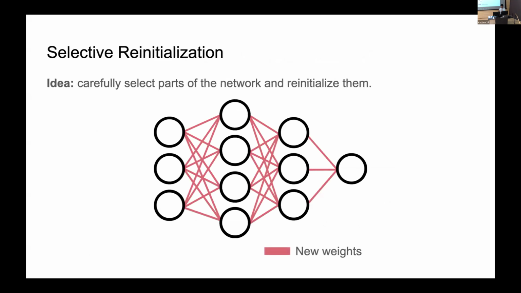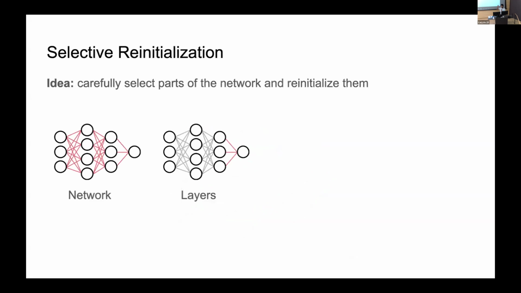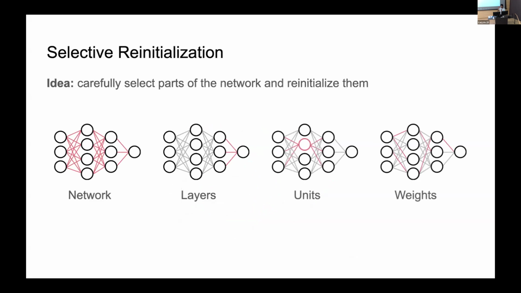So you can imagine that this is some network where when you reset, you can reset the entire network. That's one strategy that's used. You can also reset some selected layers that are probably slowing down learning. You can also find some units that are dormant, and then you can reset them. And you can also just find arbitrarily located weights that are not contributing to learning, and you can reset them. So there is this spectrum where you can think of it like you start by resetting the whole network, then layers, then units, and then arbitrary weights.